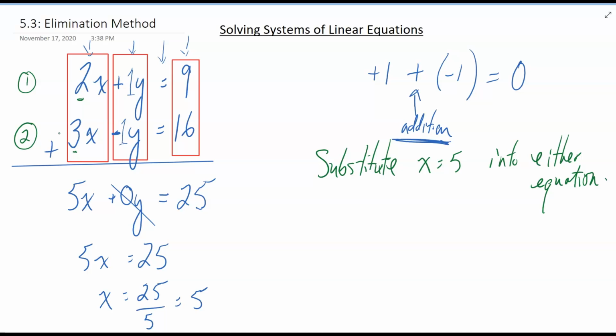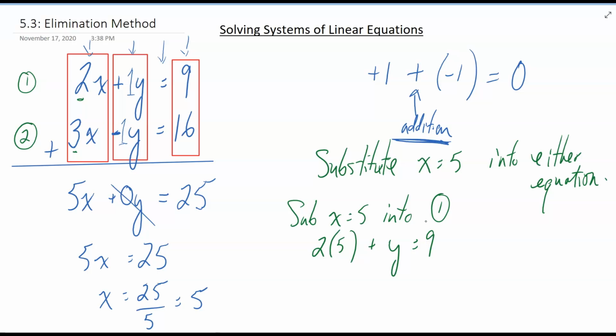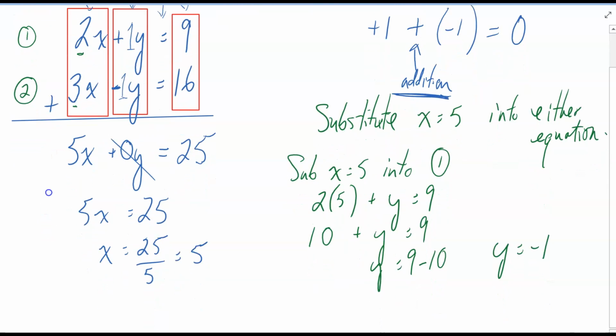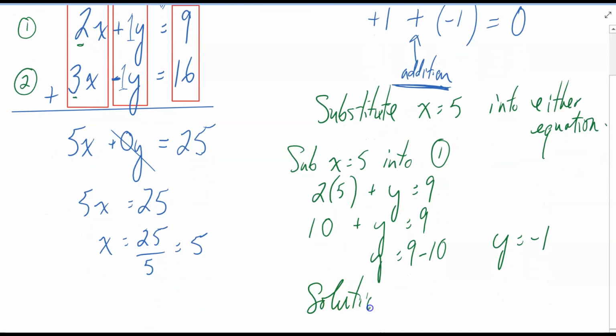So I'm going to take my x equals 5, and I'm going to substitute x equals 5 into equation 1. It doesn't matter which one I put it into. So 2 times x, well, x is now 5, plus 1y equals 9. 10 plus y equals 9, y equals 9 minus 10, y equals -1. So the solution to the system of linear equations is 5, -1.